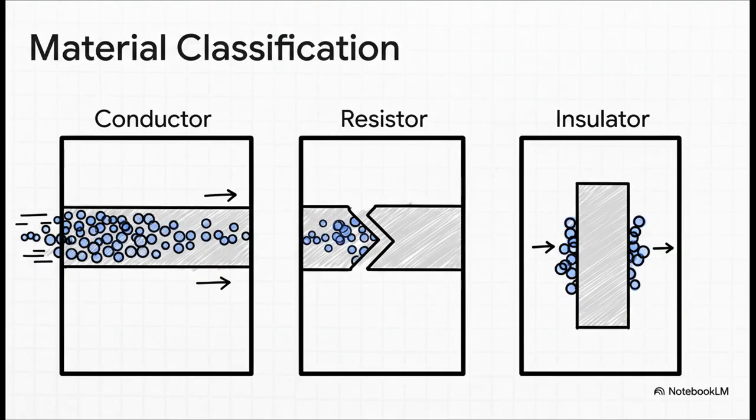And based on how much friction they have, we can sort materials into three basic groups. Good conductors, like your copper wires, have super low resistance. They're like an empty hallway. Insulators, like plastic or rubber, have crazy high resistance. It's a total wall. And then there are resistors, materials made to have just the right amount of resistance for specific jobs in a circuit.